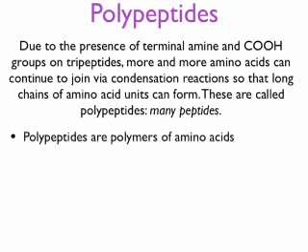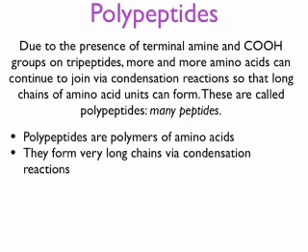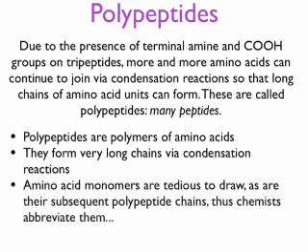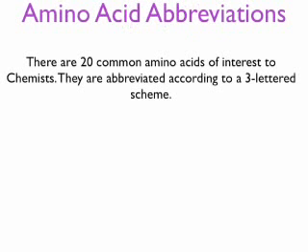Amino acid monomers are really tedious to draw. Can you see how tedious it is to simply draw a di or tripeptide? So, like all good chemistry, we tend to abbreviate them, and we tend to abbreviate them using the first few letters of their names. Now, there are 20 very common amino acids of interest to chemists. They tend to deal with 20 common ones. And there's a three-lettered abbreviation scheme. So let's have a look.